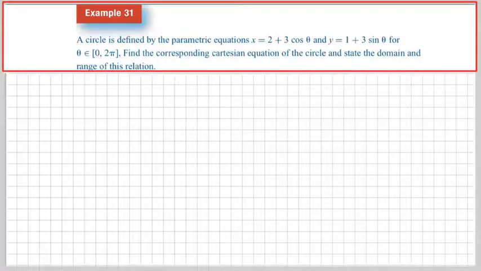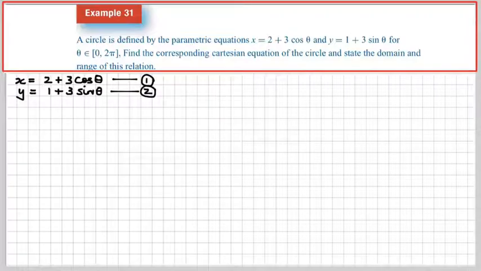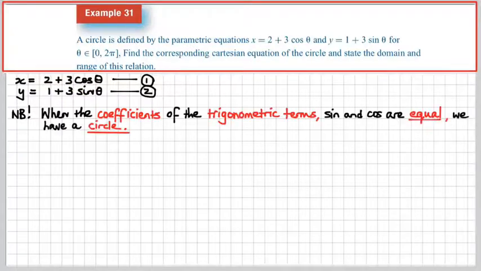Now, having said that, let's make some headway and see how this works out. We've got x is 2 plus 3 cos theta, y is 1 plus 3 sine theta. Now, NB, you've got to know this. When you have one of these expressed in terms of cos and the other expressed in terms of sine, we've got ourselves either a circle or an ellipse. If the coefficients in front of the trigonometric term are the same, you've got a circle. If they're not the same, you've got an ellipse. That puts it in a nutshell for you.